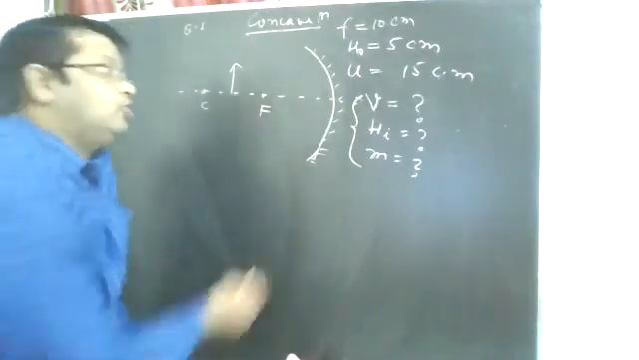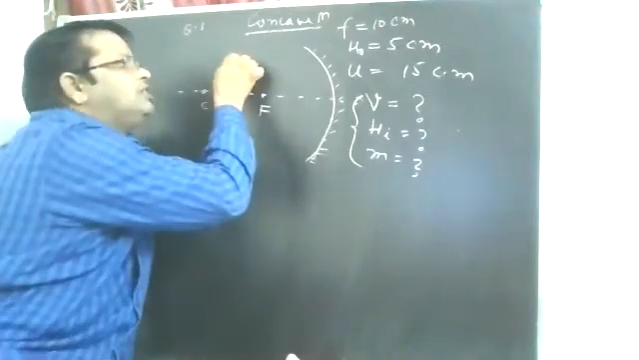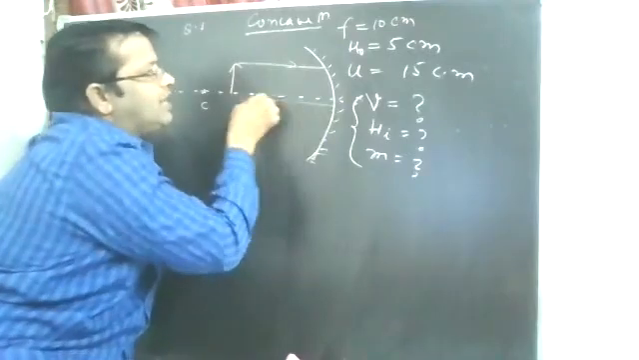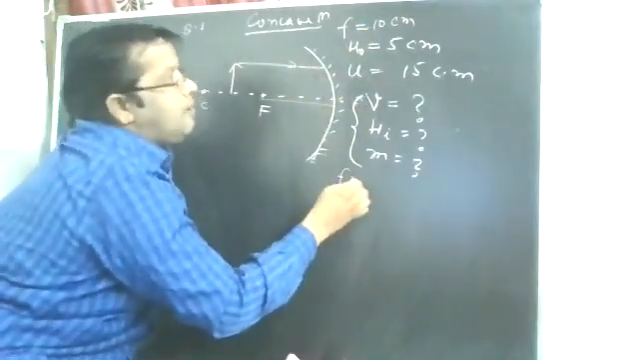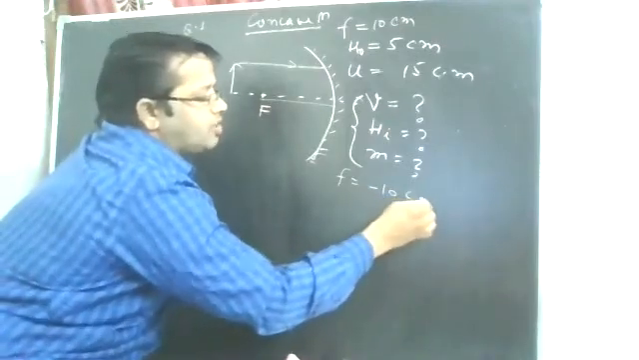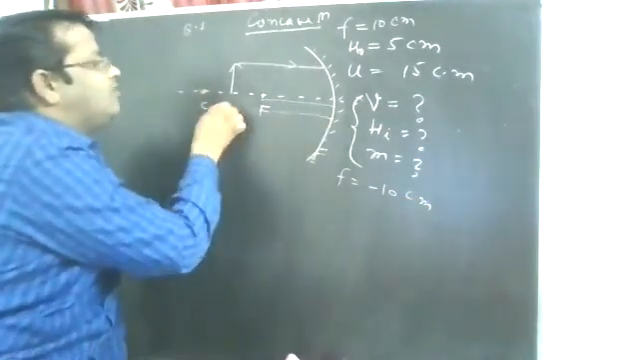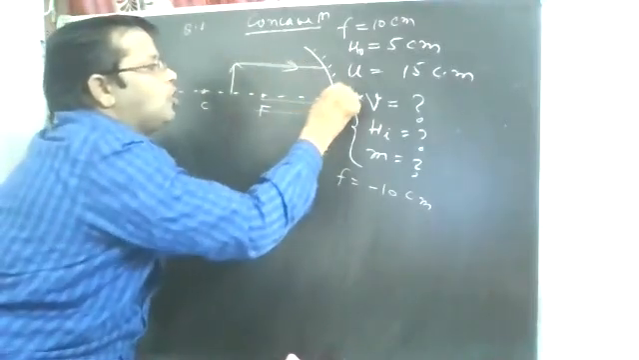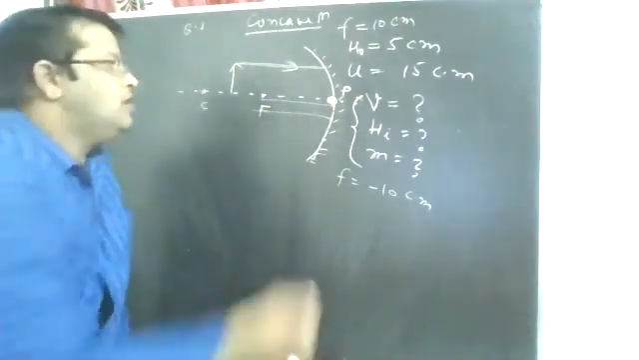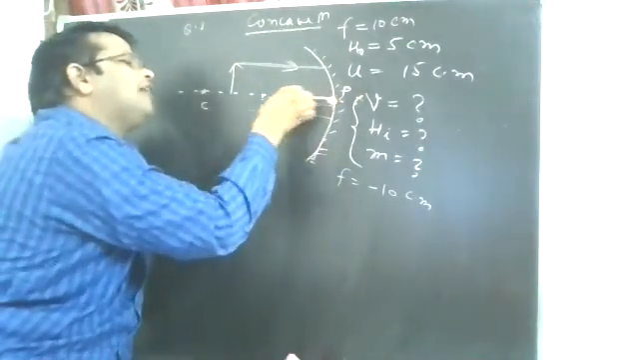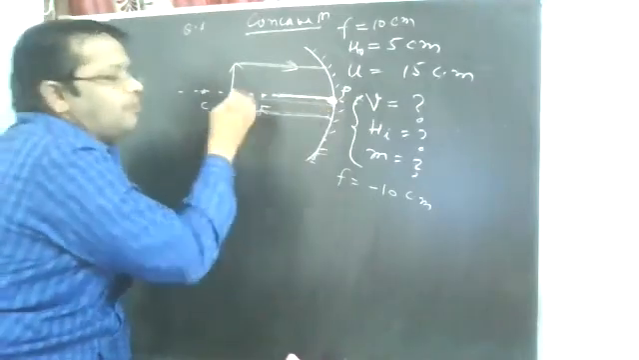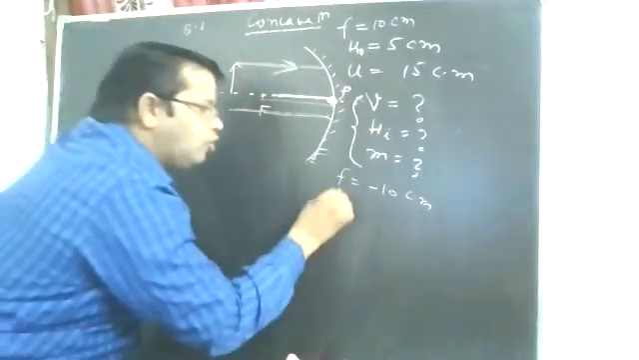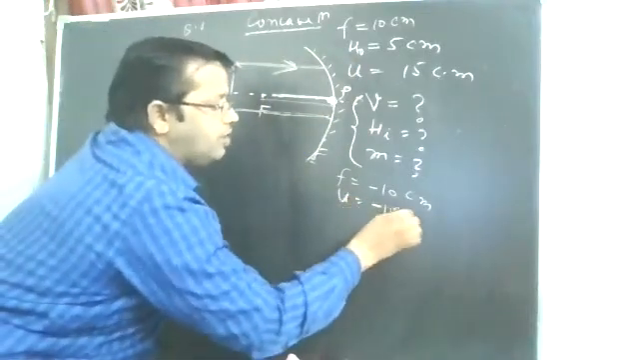Now, you know the direction of the incident ray is positive. So focal length is negative: focal length will be minus 10 centimeter. Object distance is also negative because the pole is always taken as the origin, and all distances measured from the pole against the direction of the incident ray are negative. So u is minus 15 centimeter.